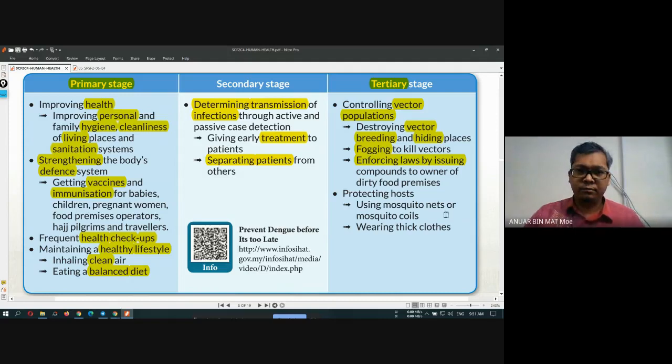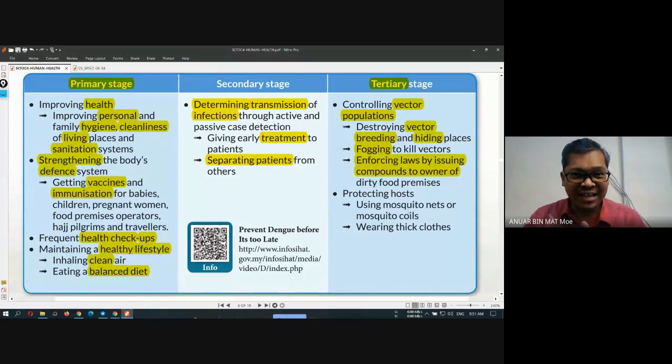Enforcing law. When the person from the health department comes to your house, and inside your house there is a pot, inside the pot you have water, and then there is what we call mosquito larva inside. So you will be fined. You will be fined. Why? Because you do not clean your house. So maybe we will issue a compound.